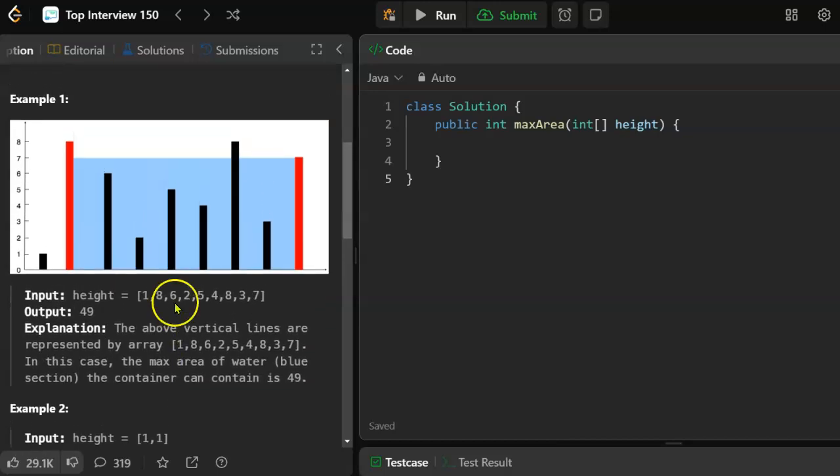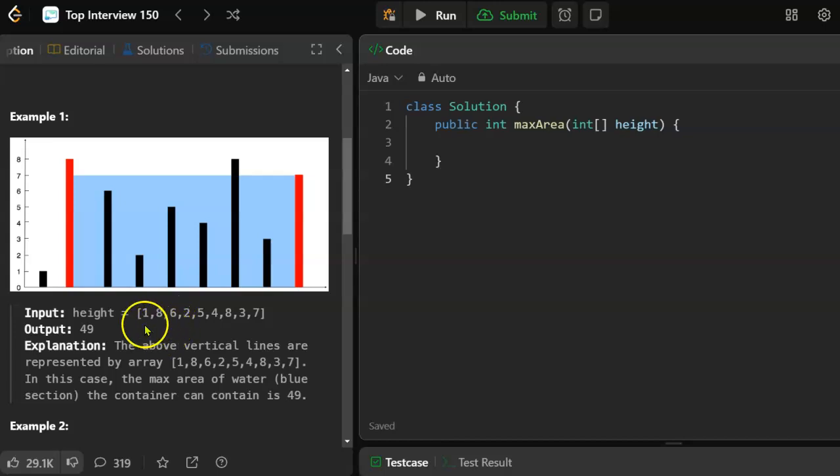Let's look at the most obvious solution and why it will not work. Well, it will work, but it won't work within the time constraint that we're going to be allotted here. We could just look at all the pairs of lines. Starting with 1, we can run a nested loop over the rest of the lines. We can look at 1 and 8, 1 and 6, 1 and 2, 1 and 5, 4, 8, 3, 7.